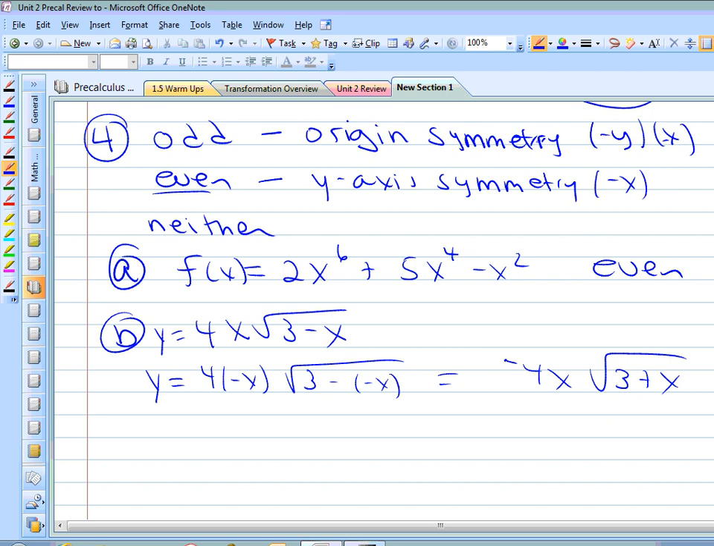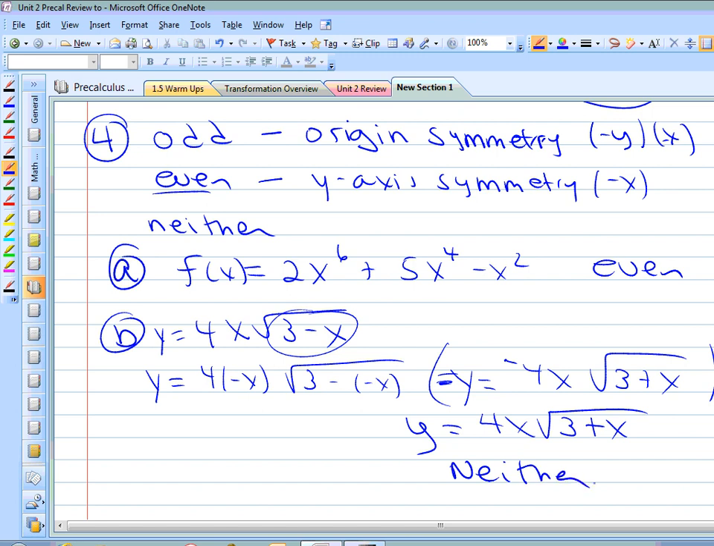Now, if we were testing for odd, which would be changing the x and the y, we've already changed our x, so let's say we change the y. We make it a negative y equals. Well, if we multiplied the whole equation by a negative 1, then the y would become positive again, and that matches our original. And the negative 4x would become positive again, and that matches our original. But the inside of the root would not change. We'd still have 3 plus x, and therefore, it would not be the same as 3 minus x. In this case, it is neither.